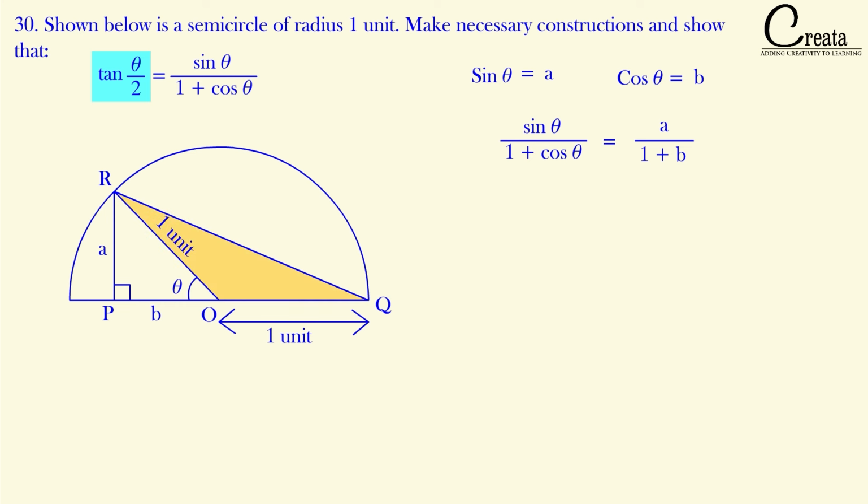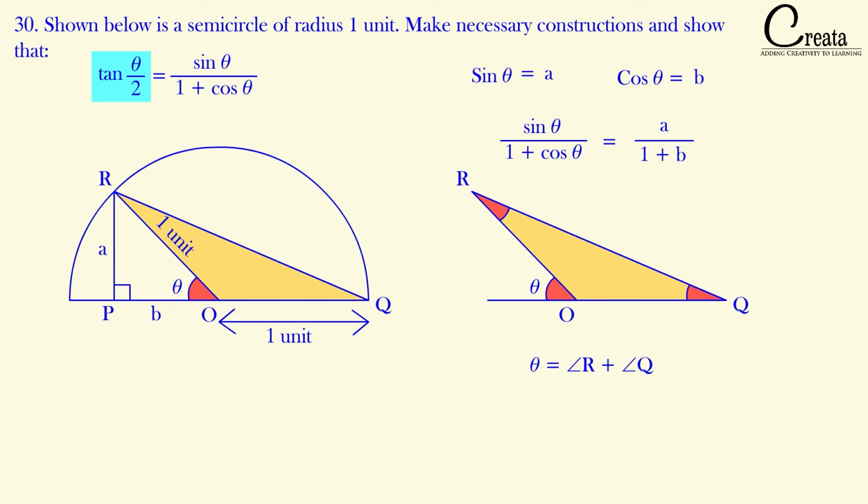Are you able to observe this triangle, the triangle ROQ? This is a triangle, but this is not a right angle triangle. Here this angle is given as theta. So for this triangle ROQ, can we say this angle is an exterior angle? And we know the exterior angle property of a triangle. Exterior angle is equal to the sum of the two opposite interior angles of the triangle. So angle theta will be equal to the sum of these two angles.